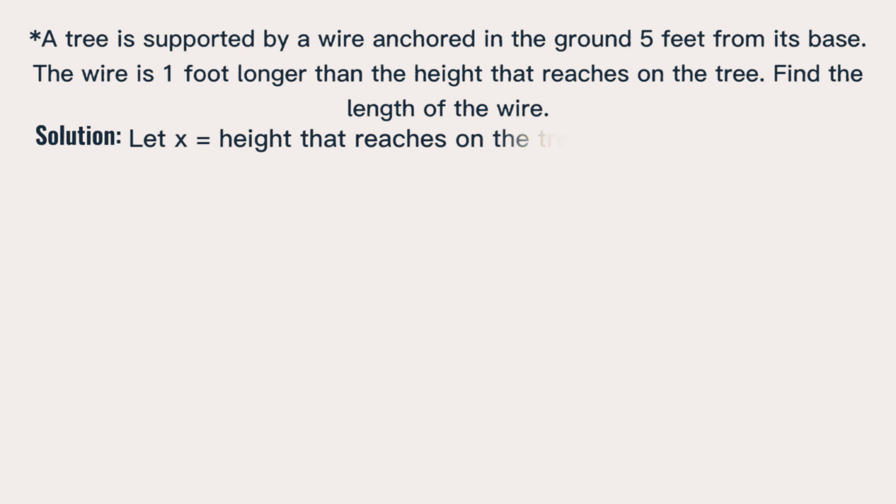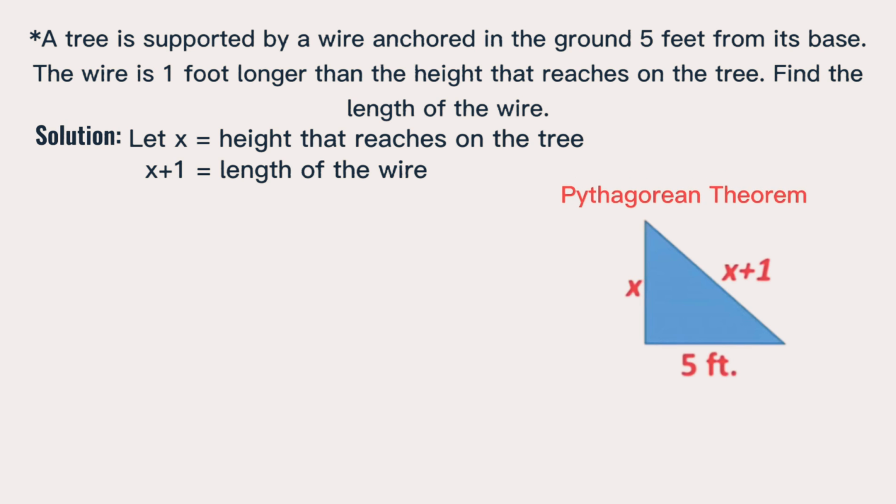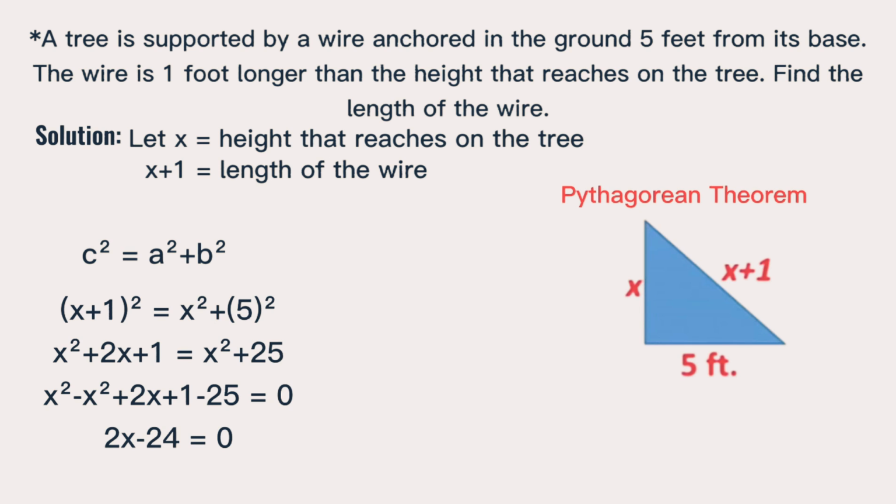Solution. Let x be the height that reaches on the tree and x plus 1 be the length of the wire. We will use Pythagorean theorem that has a formula of c squared is equals to a squared plus b squared, where c squared is hypotenuse and a squared and b squared is the legs. So the c squared is (x plus 1) squared is equals to a squared, which is x squared, plus the b squared is 5 squared. So let's simplify it.